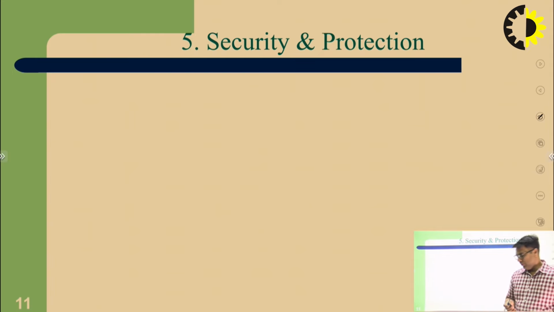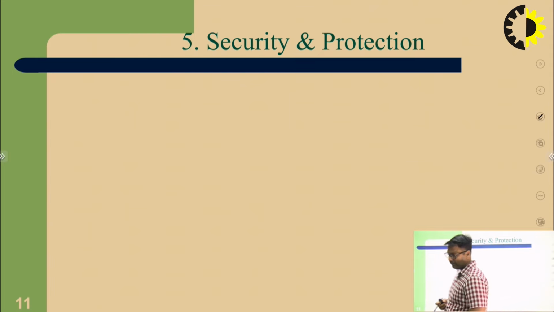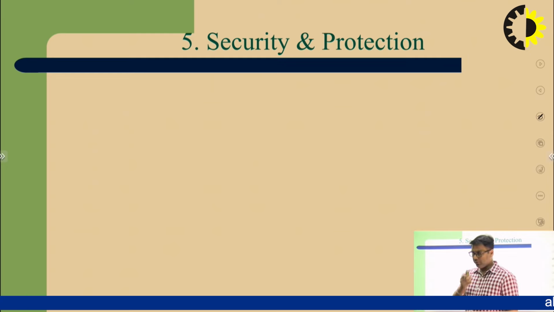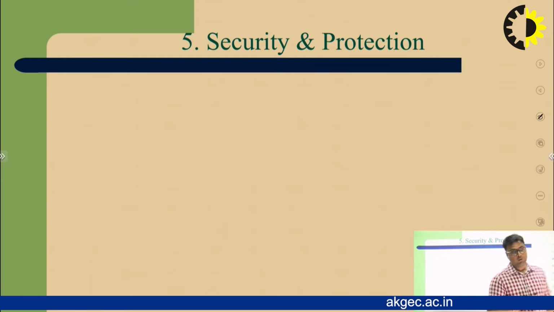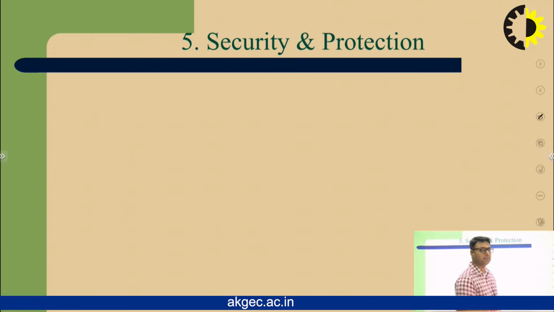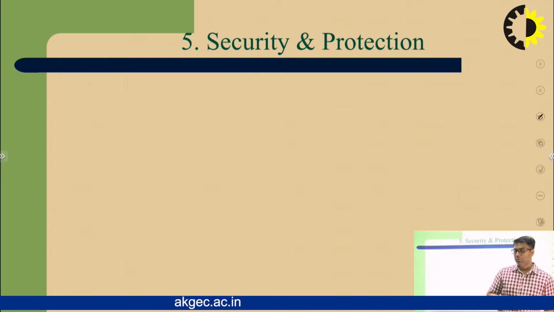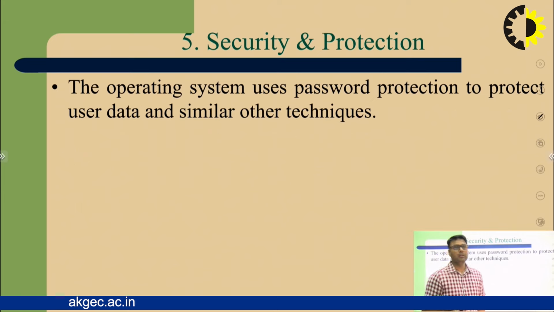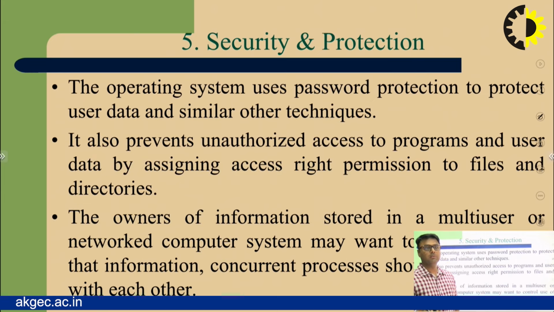Security and protection. All of you know that the operating system provides Kerberos security, which is a higher security. You protect your system through password protection. That is a major role of the operating system. Why do you put a password? Because attackers and other unauthorized persons should not access your systems, your files, and everything related to your security.